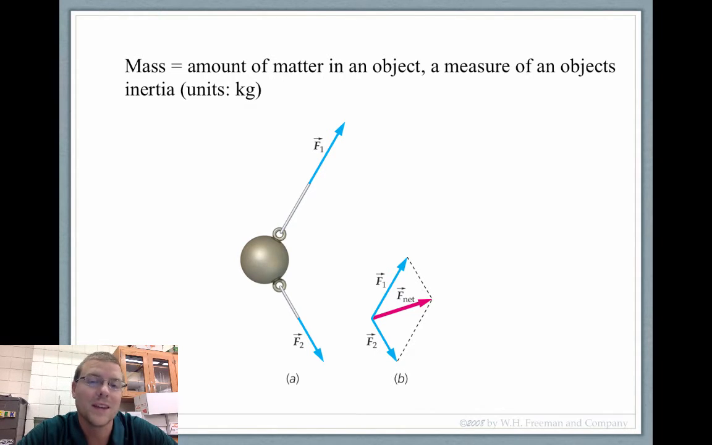Without even weighing things, you'll be able to tell which one's more massive just based on whether the object wants to stay at rest or whether the object wants to stay in motion. The base unit for our mass is going to be in kilograms.